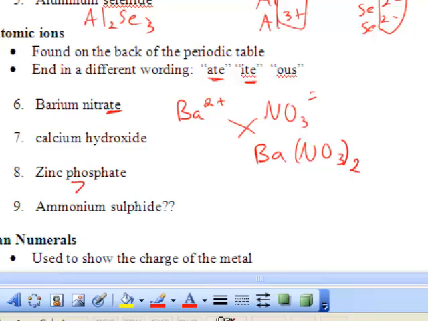Okay, zinc phosphate: zinc is 2 plus, phosphate is 3 minus. We swap and drop those, so we're going to get zinc 3 and phosphate 2. Okay, stop and try this last one out.